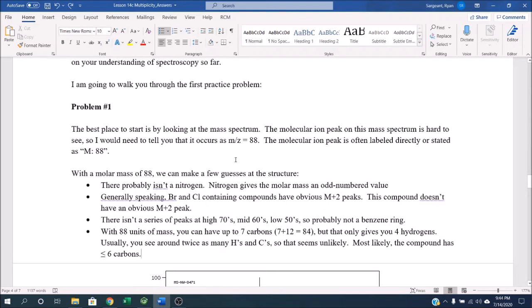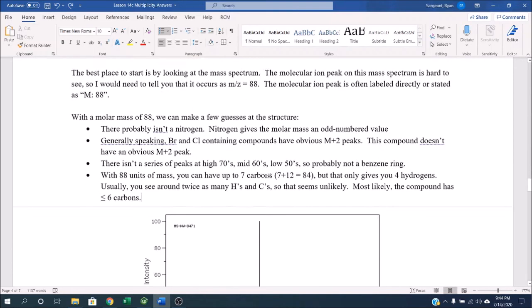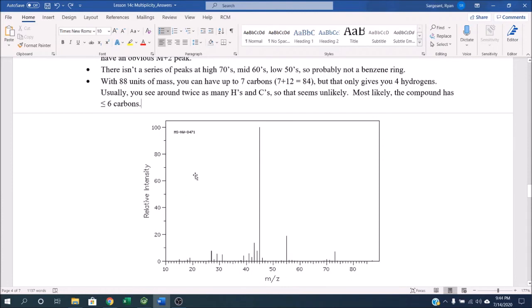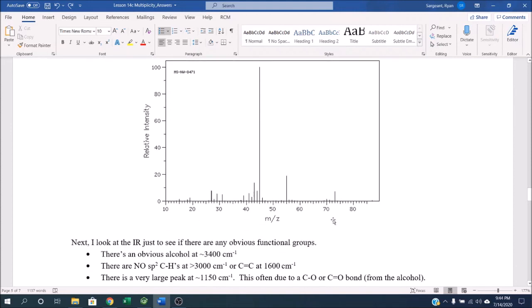Sometimes they'll conduct a completely separate experiment. If I were to run this in a laboratory and this is the spectrum that I generated, I might think that the compound had a molar mass of 73. But there's this little blip way up here that seems odd to me. So I would wonder whether the molecular ion was at 73 or 88. Now, an odd numbered molar mass is actually kind of rare. It usually means there's a nitrogen in the compound, and we don't see a lot of those.